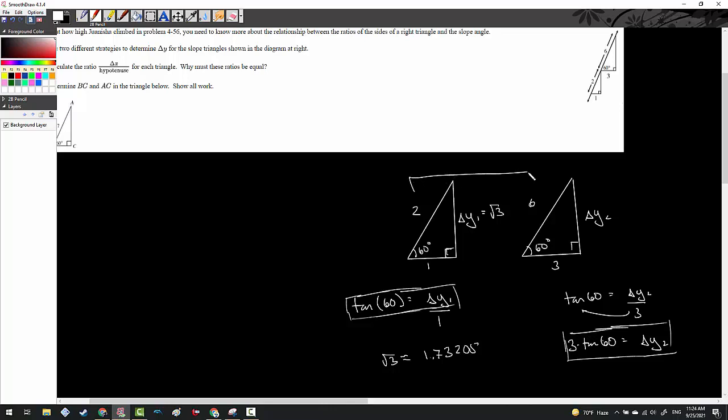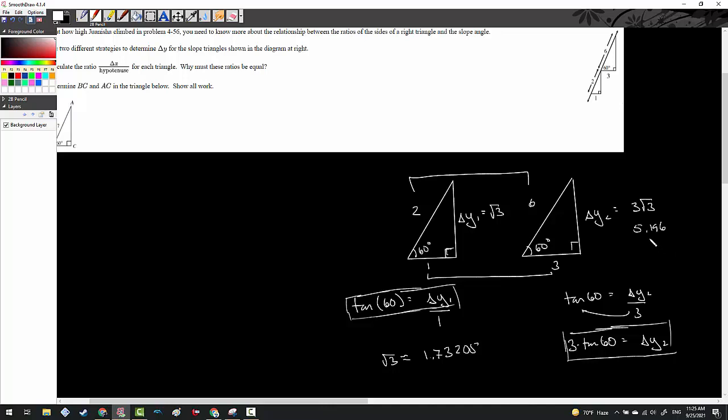Notice the scale factor of these triangles. The scale factor is, in fact, 3. So it makes sense that whatever delta y1 is, I would take that value and multiply it by 3. So I could call him 3 times rad 3. Or, if I was to put it in a calculator, that would be 5.196 if I really wanted a decimal.